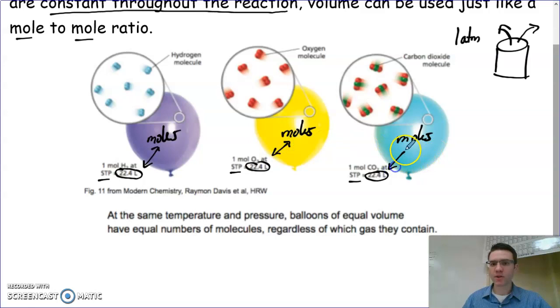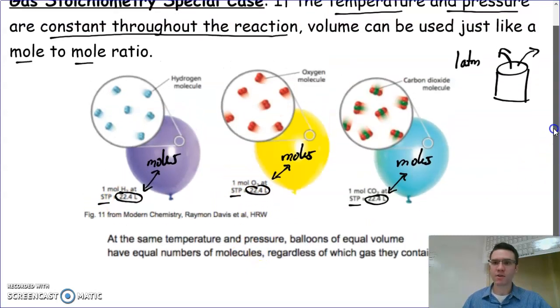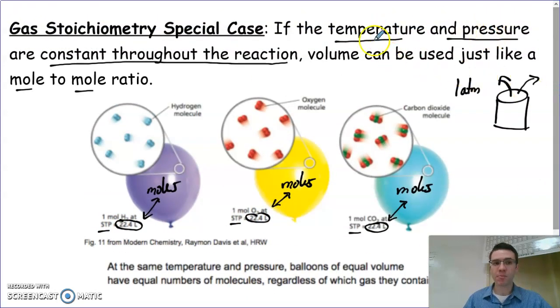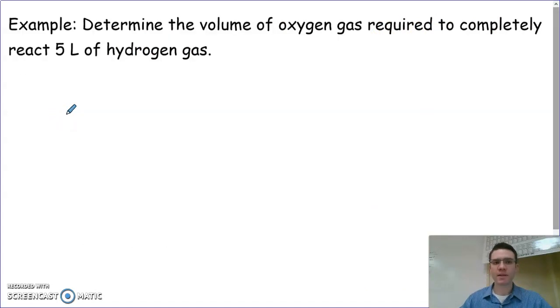And if they're directly proportional, I don't have to, in my problem, convert from volume to moles, and then moles to moles, and then moles back to volume. I can just go directly from volume to volume for gas ratios, only if the temperature and pressure are constant throughout the whole chemical reaction. So I want to show you one example of this.